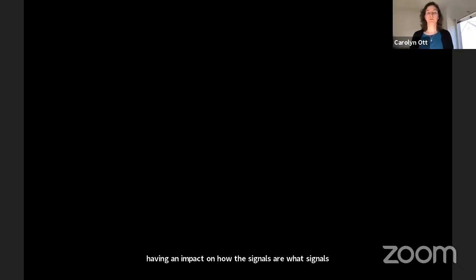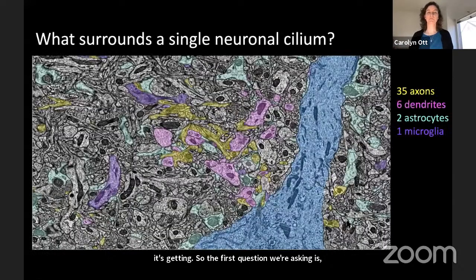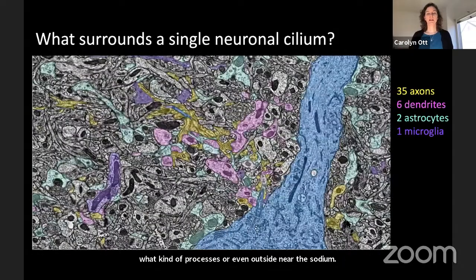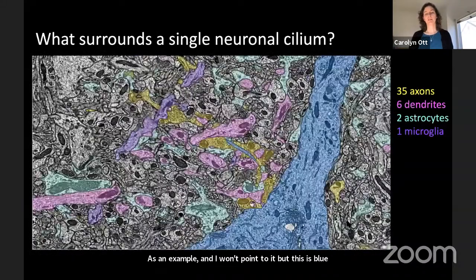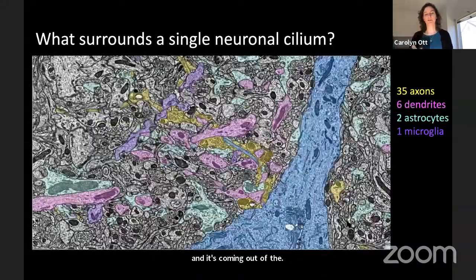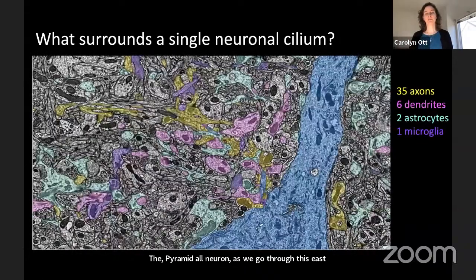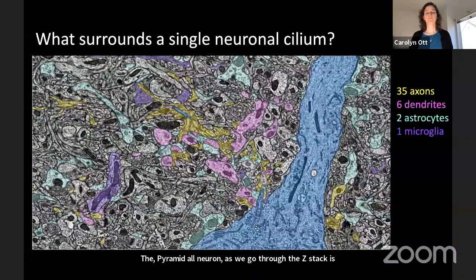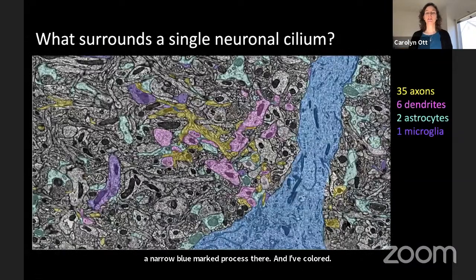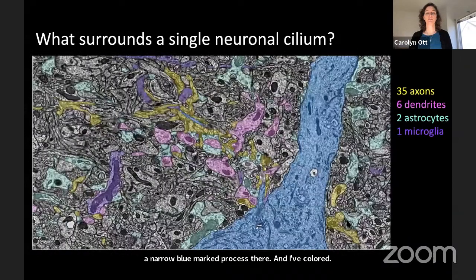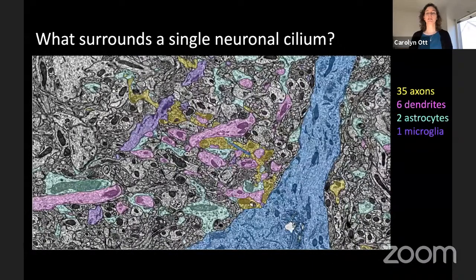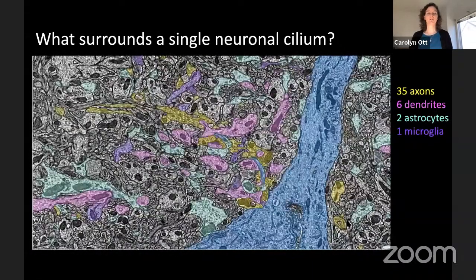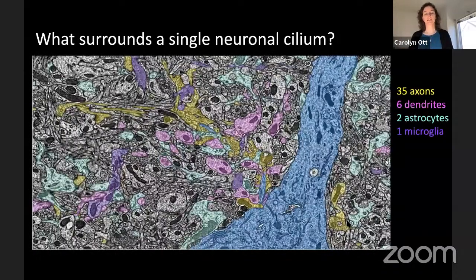So the first question we're asking is, what kind of processes are even outside near the cilia? And here, as an example, the cilium is blue and it's coming out of the pyramidal neuron as we go through the Z stack. It's a narrow blue marked process there. And I've colored the axons all yellow, and there are 35 different axons that pass adjacent to the cilium. There's 6 dendrites, 2 astrocytes, and a single microglia that come directly adjacent to the cilium.